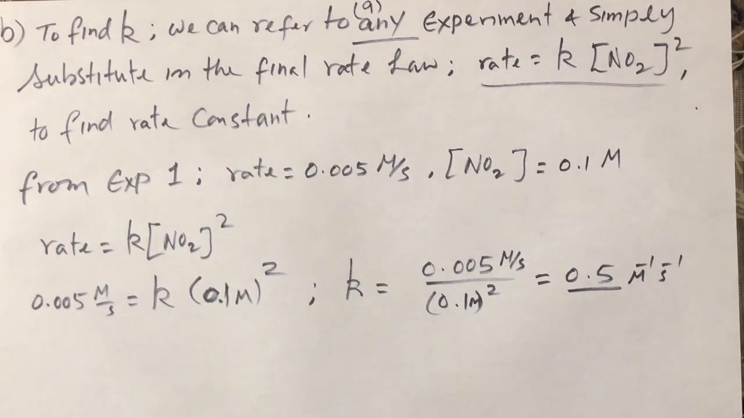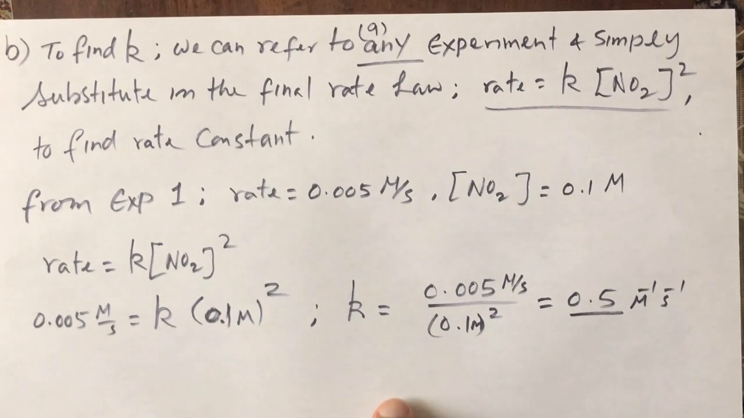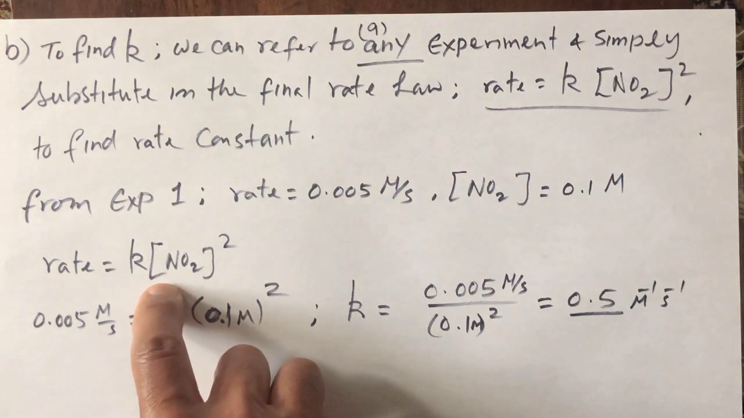But the last component that we need to determine is K, the rate constant. Finding K is actually the easiest part of this problem, because we can go to any experiment to find K. You can go either to experiment 1, 2, or 3. I chose experiment 1 because that's what the book did as well, and I just wanted to be consistent with the book.